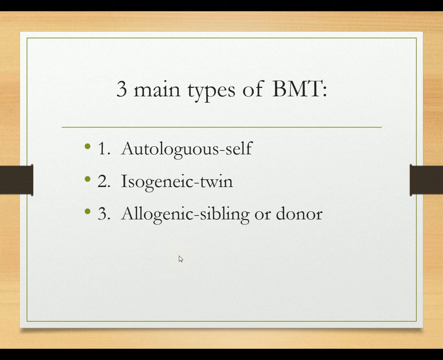Then you have isogenic, which is from a twin, especially identical twin, and most of us do not have that luxury, but that would also avoid graft versus host disease. And allogenic, which is what most of us get, is usually from a sibling, parent, or donor. And this is someone who has compatible HLA typing. We talked about that earlier.